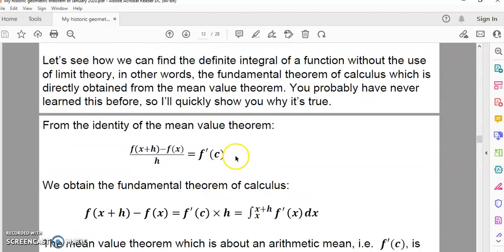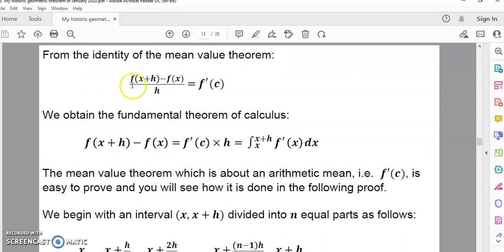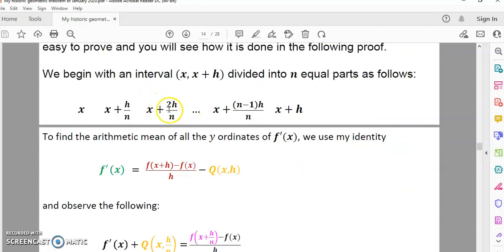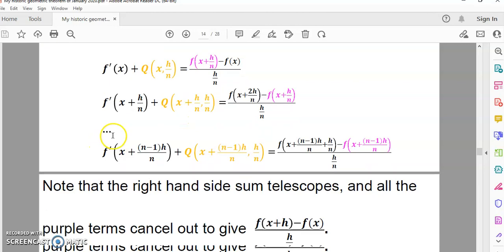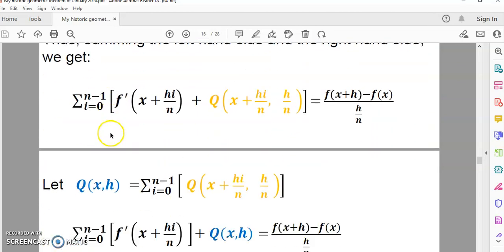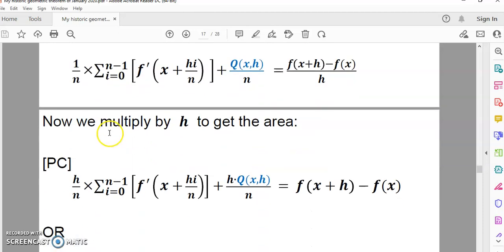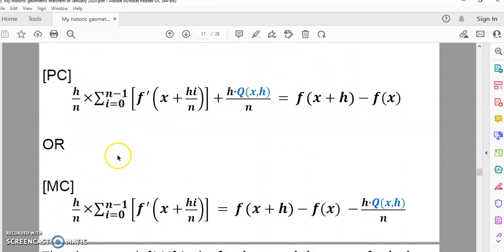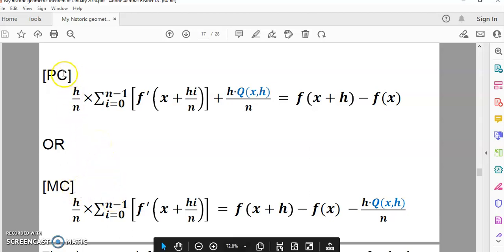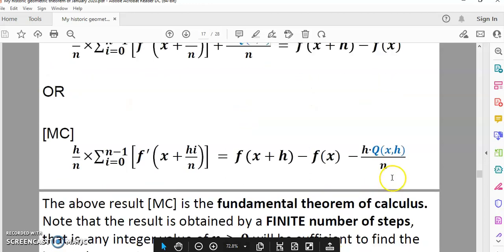The integral side we see comes from this identity here, and I've shown you in the past that a definite integral is the product of two arithmetic means. And here I give you the proof now using my identity, okay? And I give you a new definition of both the fundamental theorem and, well, actually it has two forms. It has a form PC and MC. It's really the same thing. It's just subtracting this expression here from both sides gives you this MC, okay?